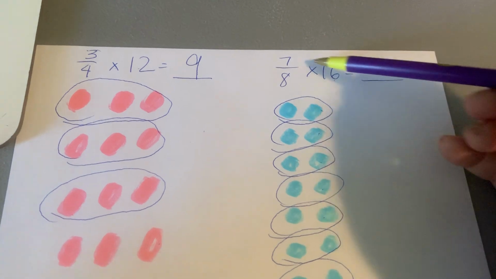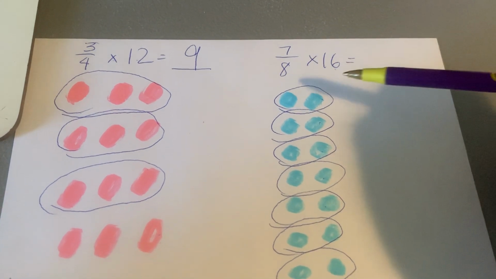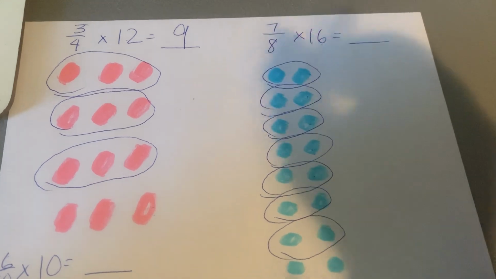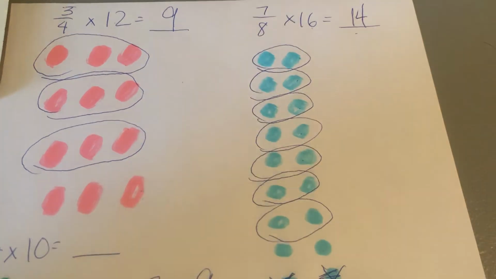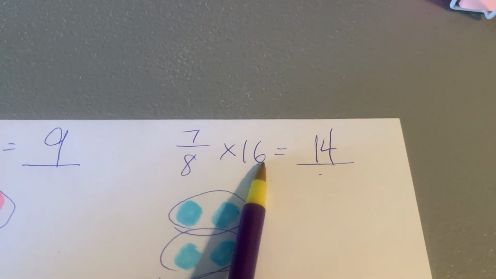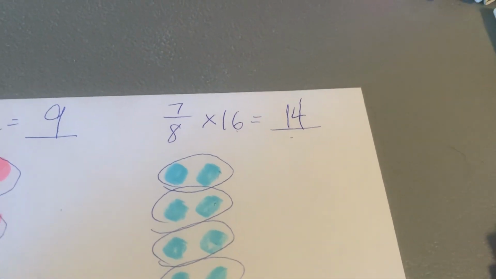And so then I can count 7 of those groups. I can count by 2s. 2, 4, 6, 8, 10, 12, 14. So 7 of those 8 groups equals 14. So 7/8 times 16 equals 14.